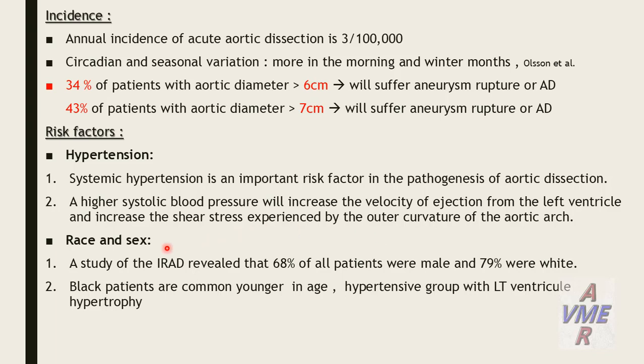Number 2, race and gender. A study of the International Registry of Acute Aortic Dissection revealed that 68% of all patients were male and 79% were white. Black patients are commonly younger in age, a hypertensive group with left ventricular hypertrophy.